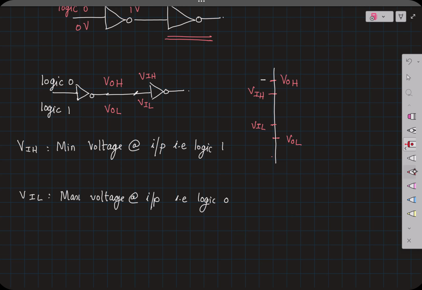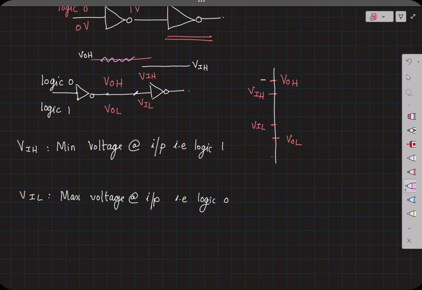So you have some VOH. You know that the voltage has to be above. So this is what I'm calling my VOH, and you have some VIH. As long as your VOH is greater than VIH, you are safe. It will be identified as a logic 1 by the second inverter. Now, how much noise do you think I can accommodate here?